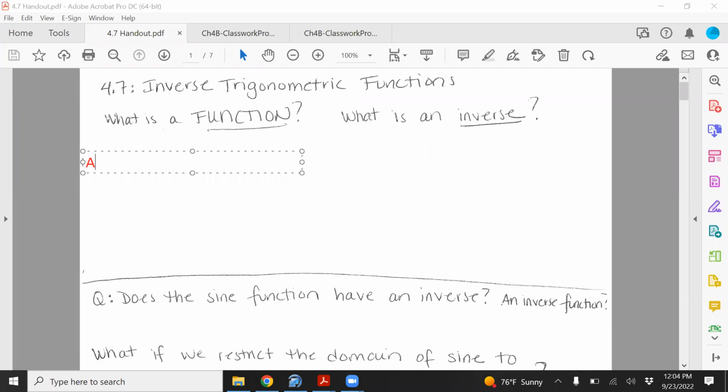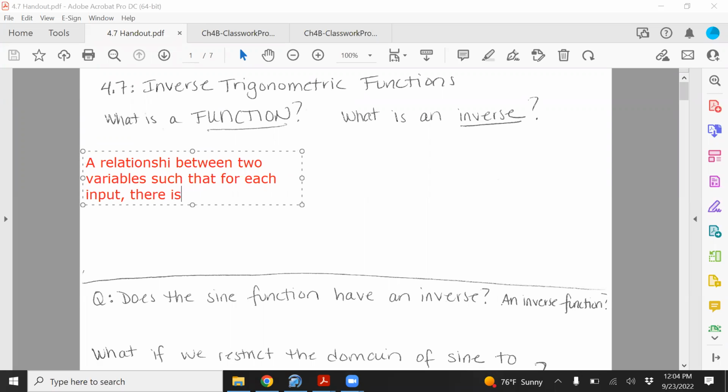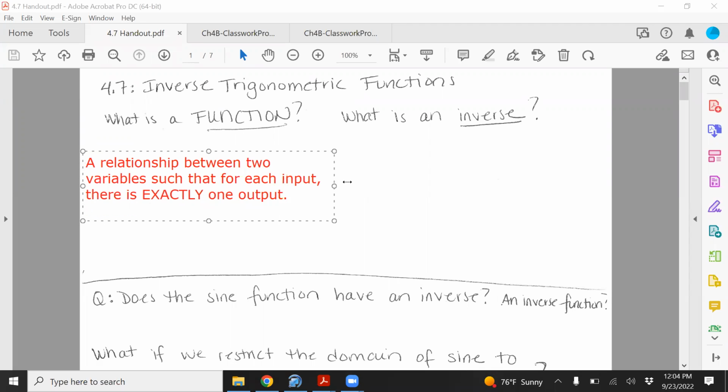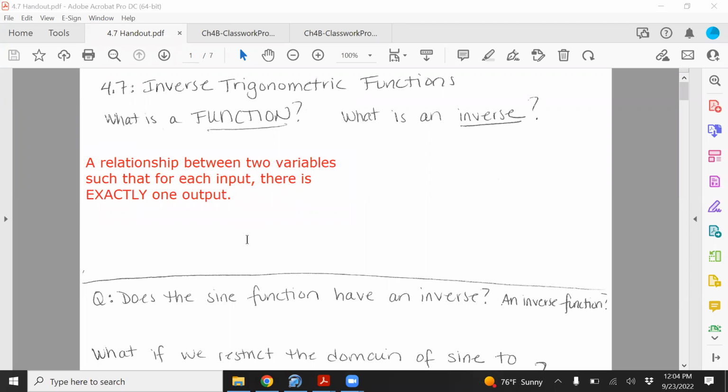Good, cool. It's a relationship between 2 variables, such that for each input, there is exactly 1 output. And I didn't spell relationship correctly. Here we go. All right, so it's a relation between 2 variables such that for each input, there's exactly 1 output. Let me give you some examples.